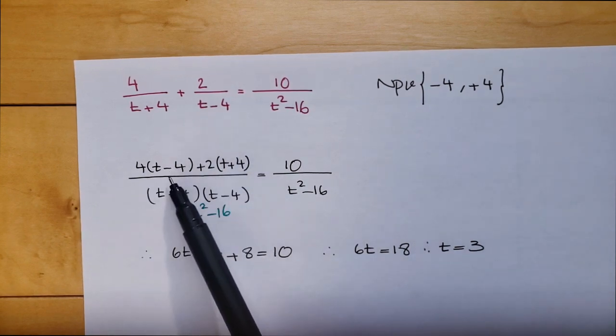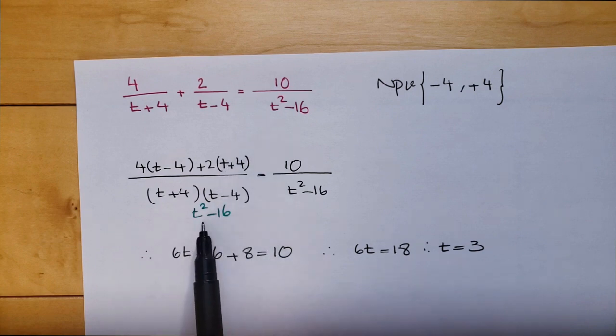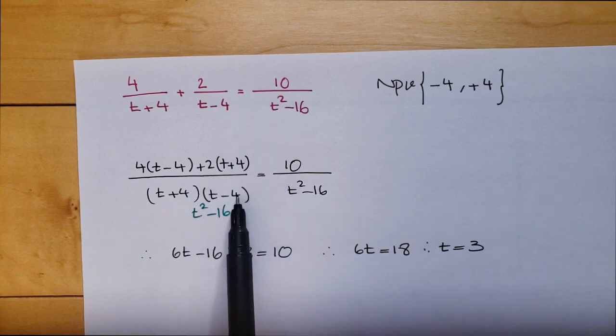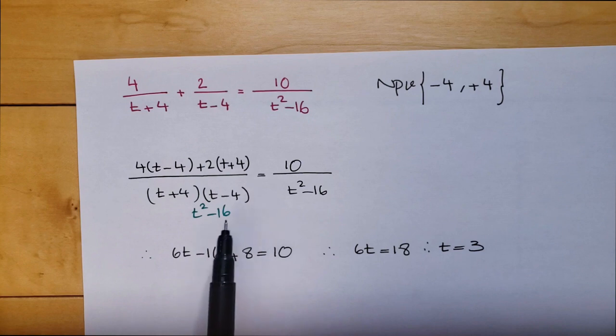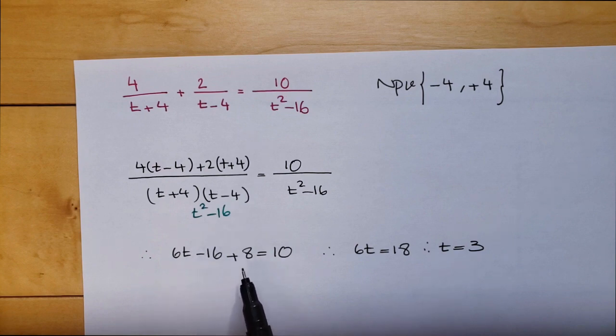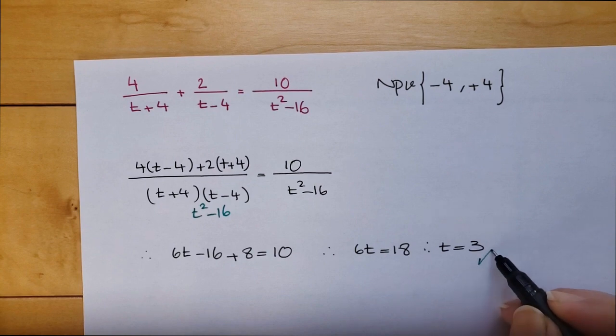After doing some simplification, instead of doing cross multiplication, I would say I have two fractions which are equal. The denominators are exactly the same, so the numerators must be the same. So 6t minus 16 plus 8 equals 10. From here I get the value of t to be 3. Then the next step would be comparing it against the NPV value. It's not the same, so I accept this value.